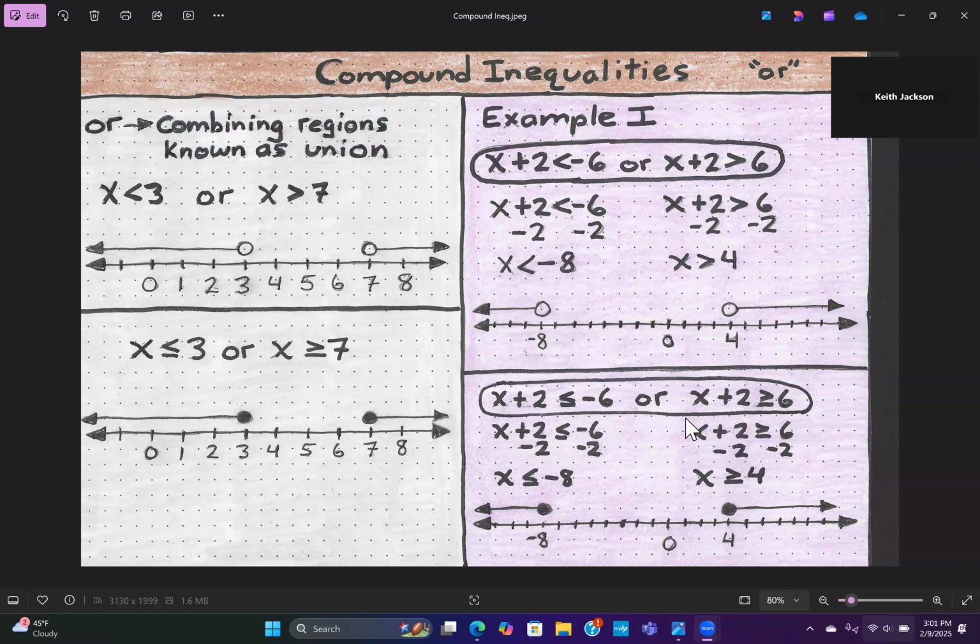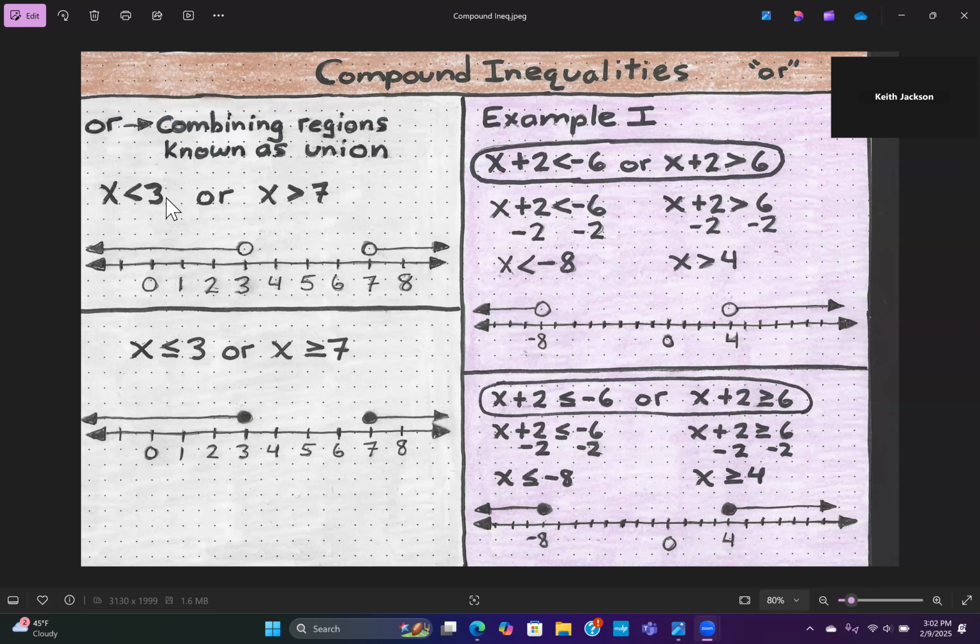Today, we're going to continue our study of compound inequalities, but today we're going to study the OR compound inequality, which means the combining of regions known as union. Before we get started with our big example one, let us do a trial run right here, to see what a compound inequality will look like when you graph it. In this case, we have x is less than 3 or x is greater than 7.